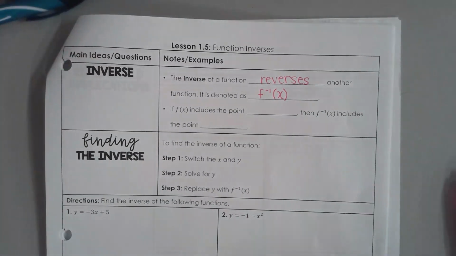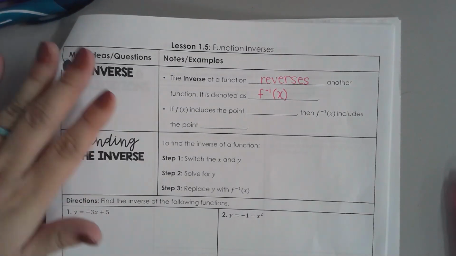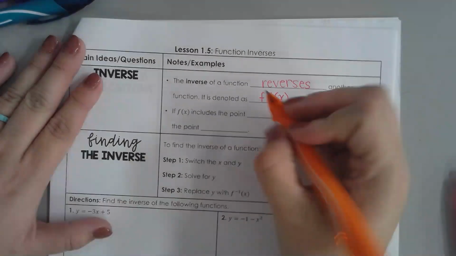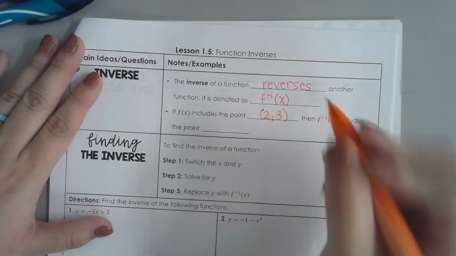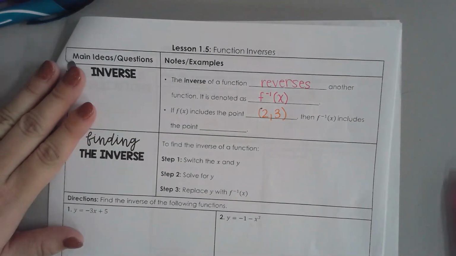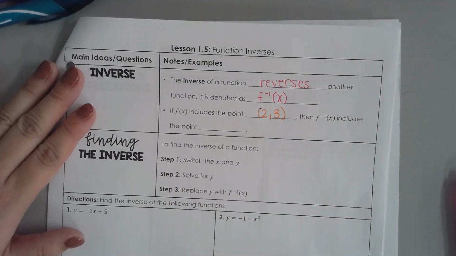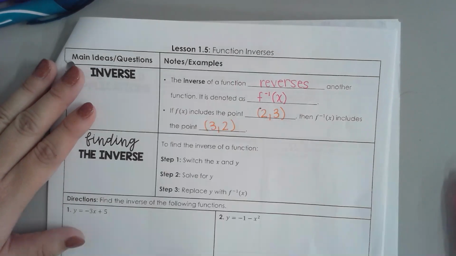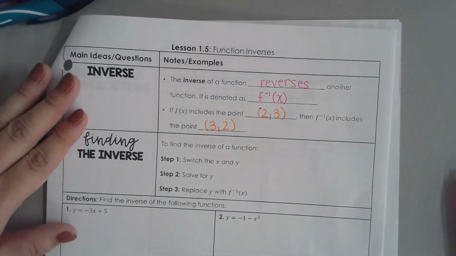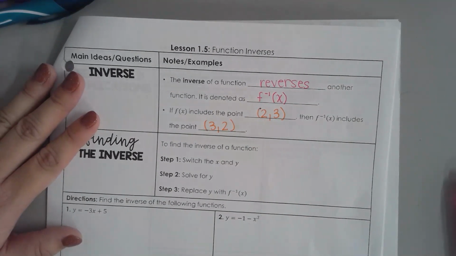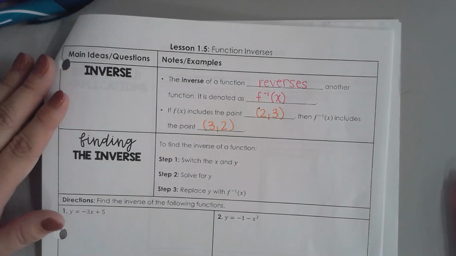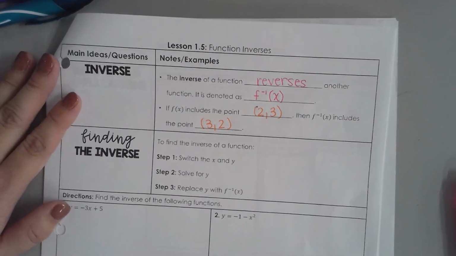Kind of what that means: if you looked at the table of all the points on your original function, and you picked out one of them, let's say 2, 3. Then you look at the table of points on its inverse, it's going to have the point 3, 2. The x's and the y's are all switched. It's not negatives. The x's and y's are switched, which is exactly how we're going to find the inverse. We're going to switch the x and the y.